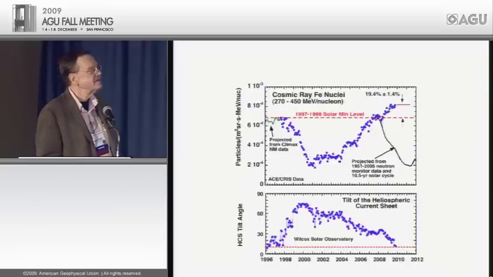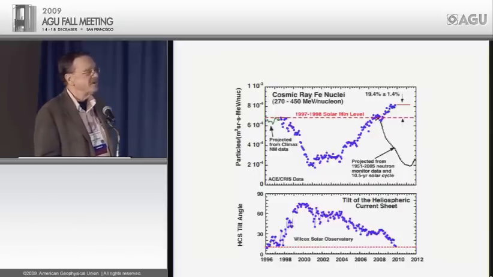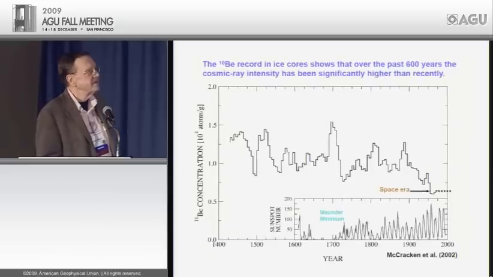Next slide, please. This is an illustration of what we're seeing. The cosmic rays are increasing now in response to the lower magnetic field, but I don't think we've seen the whole thing yet. Next slide. This is another indication of the beryllium-10 and the fact that we're continuing to go down.